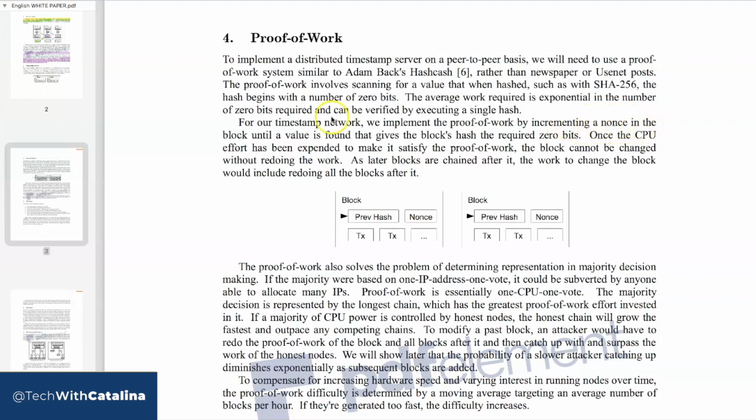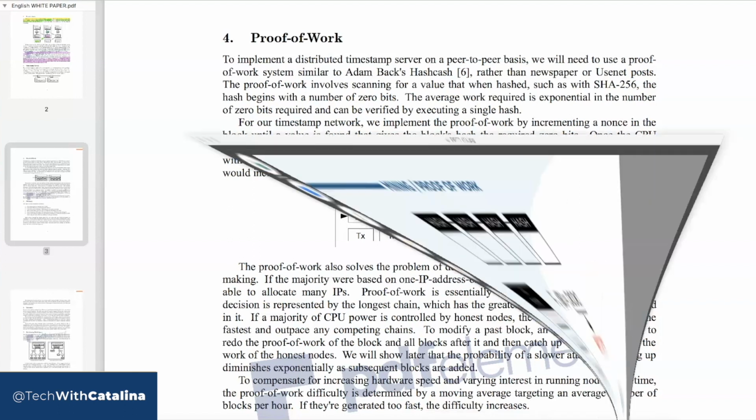Okay, a nonce in the block until a value is found that gives the block's hash the required 0 bits. Once the CPU effort has been expended to make it satisfy the proof of work, the block cannot be changed without redoing the work. Okay, what does this mean? I'm going to explain to you.